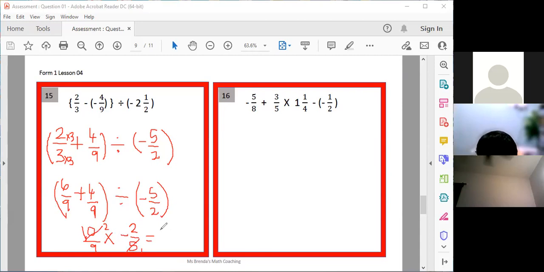So up times up over down times down. 9. 2 times negative 2 is negative 4 over 9. That's it. Got it?